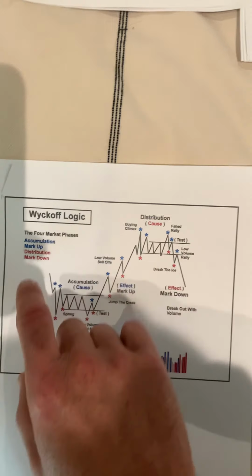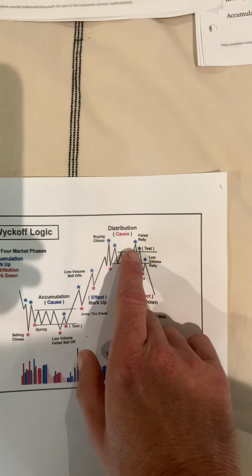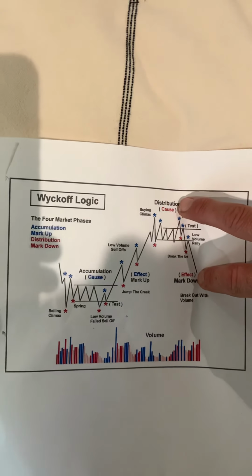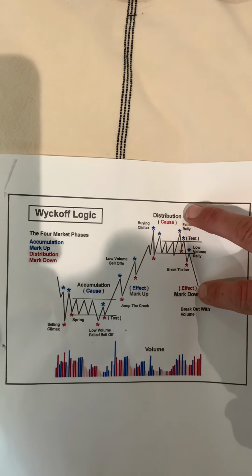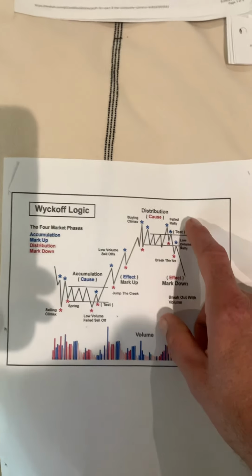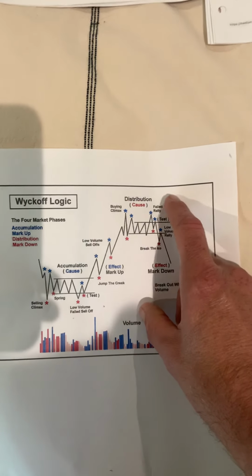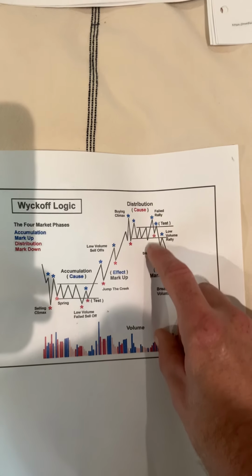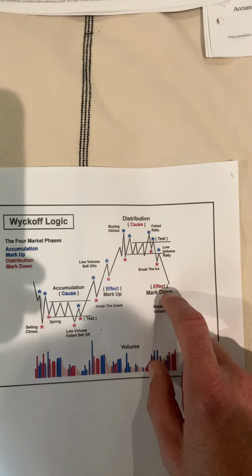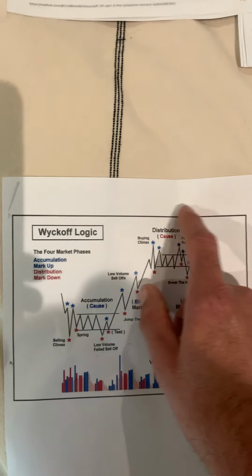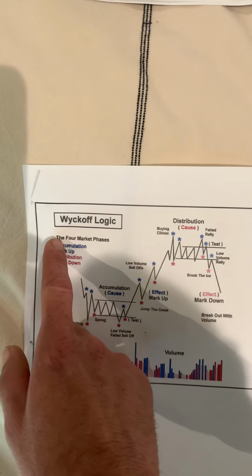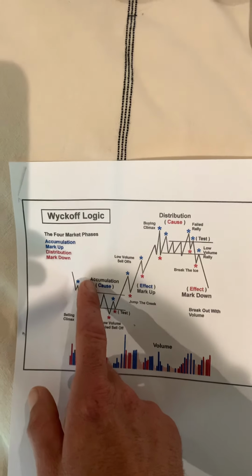4 market phases. 4, markdown. This is where we need to be focusing and really knowing what's going on. And then after number 4, markdown, we start all over again here. So it'd be like going down to down here and doing this.